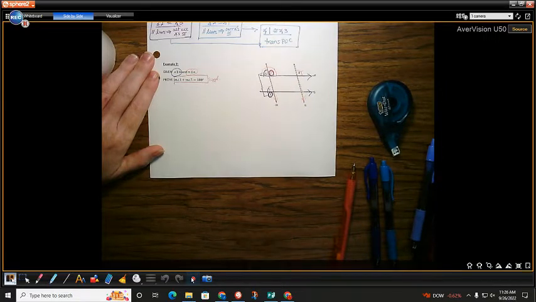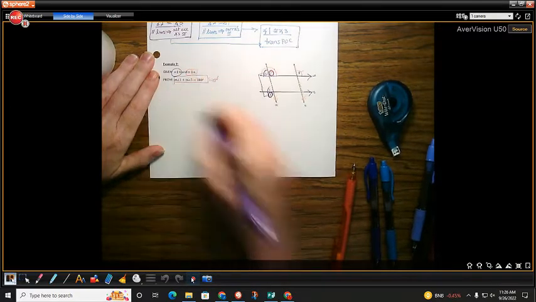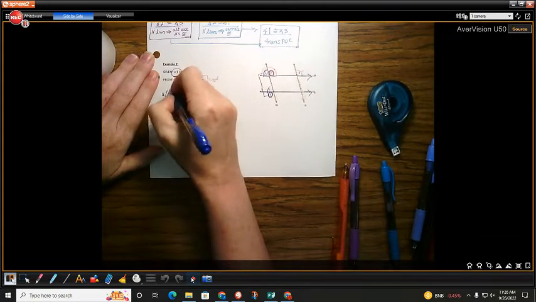Yes. Start with a given. Which one would you like to start with? A and B. So that's going to be A is parallel to B. That's a given.